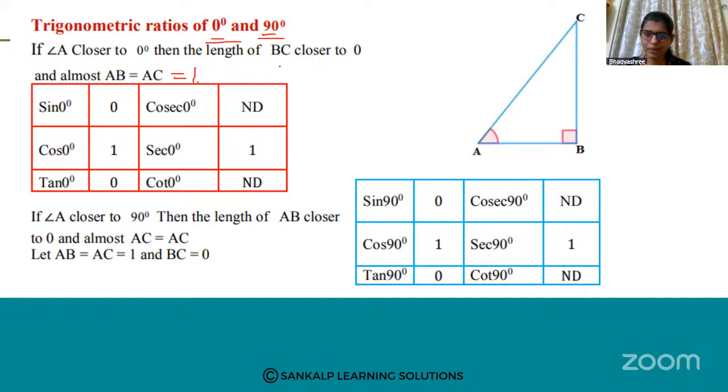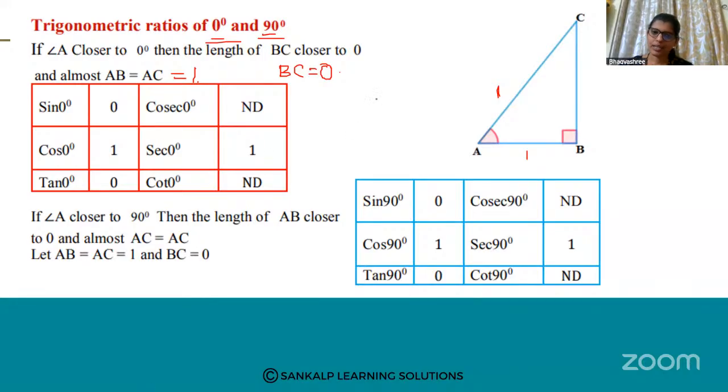BC ಏನಾಯ್ತು ಅವಾಗ? Theta is 0 degree. BC is equal to 0. AB is equal to AC is equal to 1 ಅಂತ ತಗೊಳ್ಳೋಣ. ಇದು 1, ಇದು 1. BC ಅನ್ನ ನಾವು 0 ಅಂತ ತಗೊಳ್ಳೋಣ. ಬಿಕಾಸ್ ಇದೇನಾಗಿದೆ ಹೀಗಾಗಿದೆ. ಸೊ ಇಲ್ಲಿ ಆಂಗಲ್ ಏನಾಗುತ್ತೆ 0 ಡಿಗ್ರಿ ಆಗುತ್ತೆ ಅಲ್ವಾ.